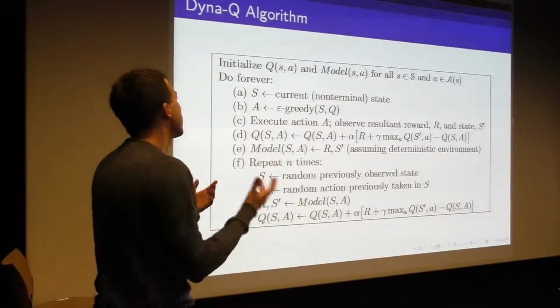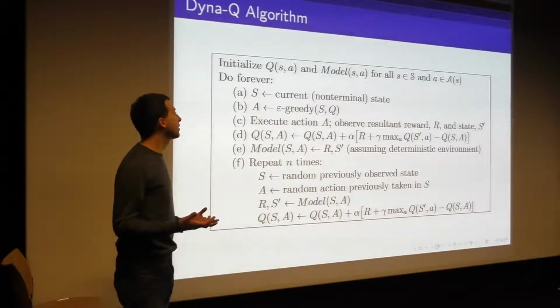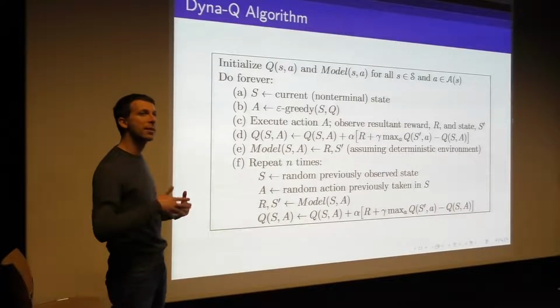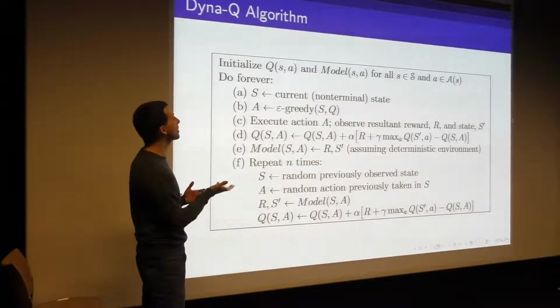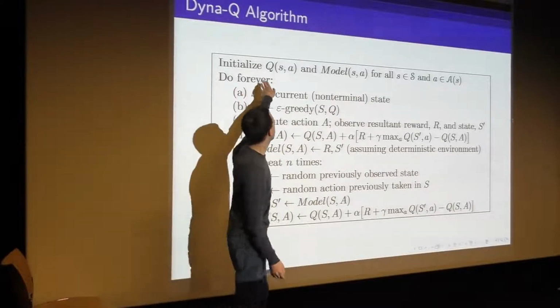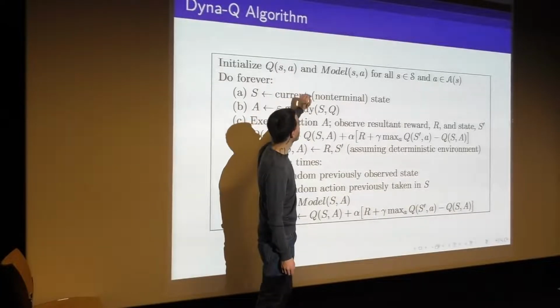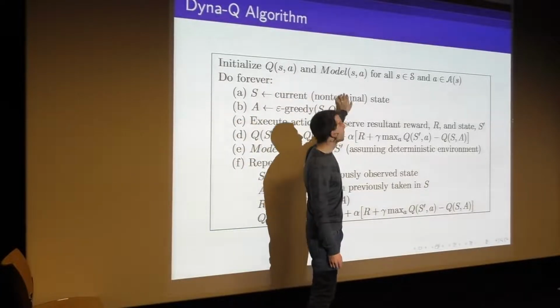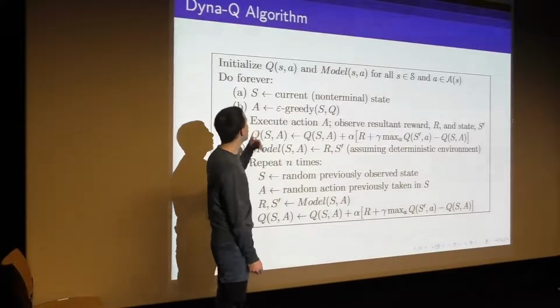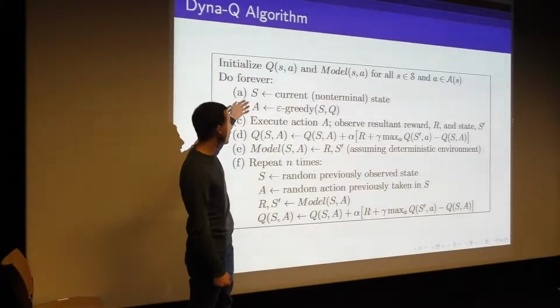So the canonical Dyna algorithm looks something like this. This is the Dyna-Q algorithm. It's the simplest version of Dyna. All it says is, let's start off with some action value function Q and some model. And all we're going to do is use this very, very simple kind of model we've looked at.